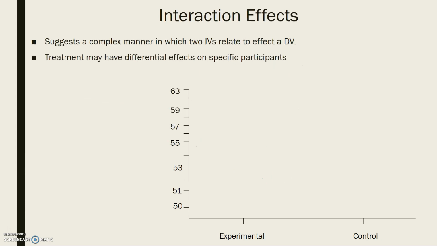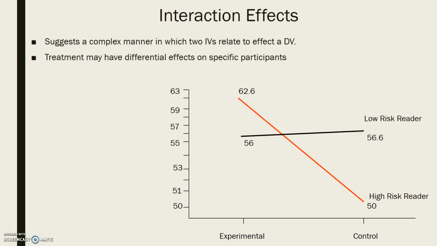Just a quick overview of what an interaction effect is. It suggests that there's a complex relationship in which two or more independent variables affect or produce change in the dependent variable. And so we might have differential effects on specific participants. If we have a treatment and control group, maybe this is one-on-one tutoring to promote individuals' reading level, this would look like one independent variable with two levels. The experimental group seems to outperform.